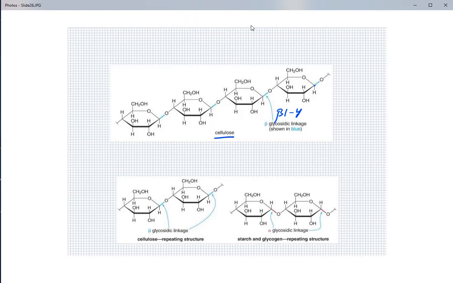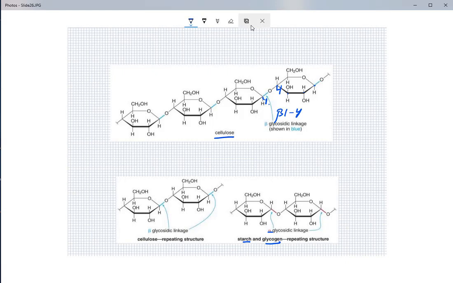This is carbon 1, 2, 3, 4 of the first unit. This is carbon 1 of the second, so it's alpha 1,4. I'm sorry, it's beta 1,4. Alpha, this glycosidic linkage, this is what you see in both kinds of starch and glycogen.